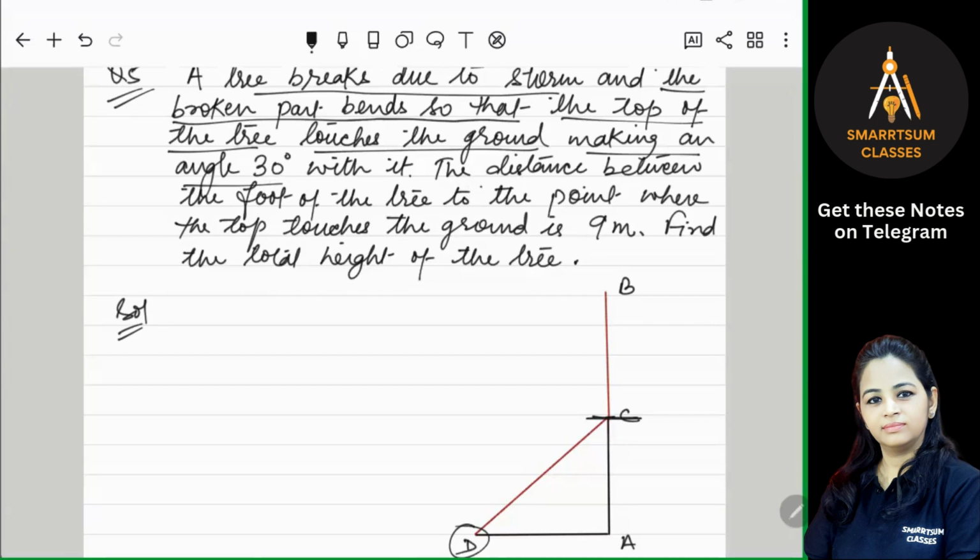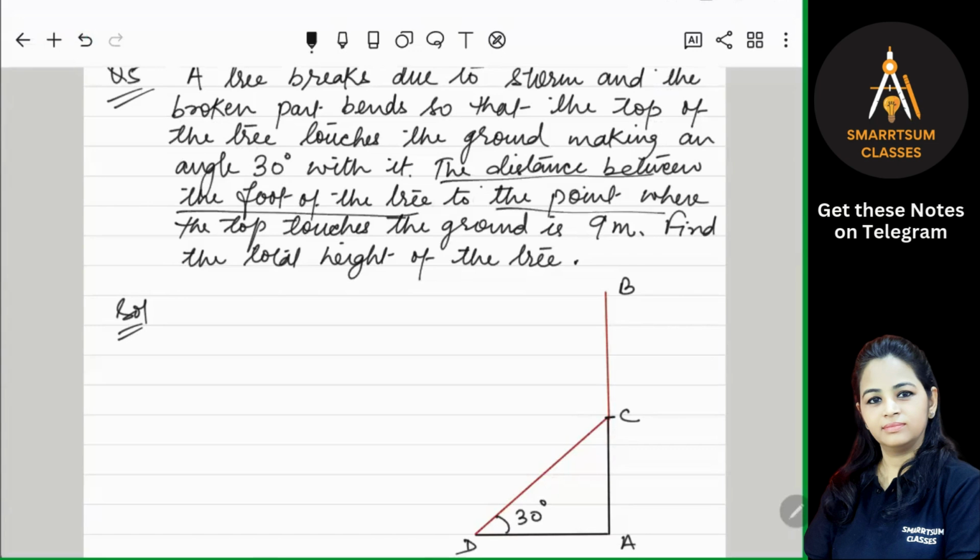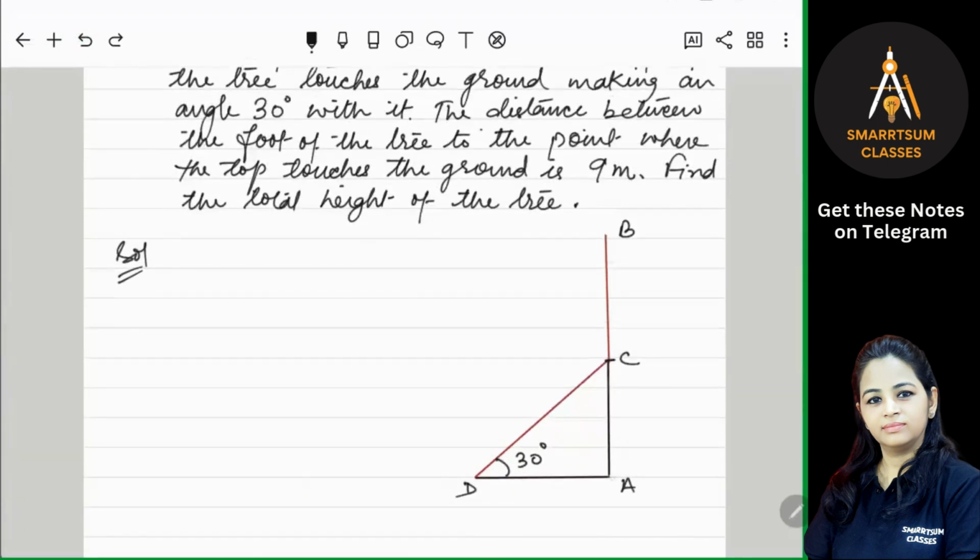That means, what does it mean? It makes an angle with the ground that is 30 degrees. So this angle is 30 degrees here. Now the distance between the foot of the tree to the point where the top touches the ground is 9 meters. That means the foot of the tree is A, and where the top B touches the ground is point D, and this is 9 meters away. Now you have to find the total height of the tree. So these two things are given to you.